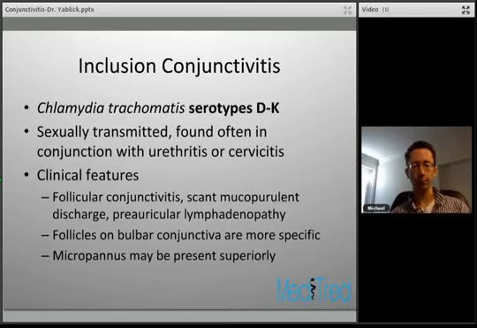You can have follicles on the bulbar conjunctiva. These are basically found in 2 conditions, one being inclusion conjunctivitis, and they can be medication induced. And so if you have a patient that's not on your typical medications, then think about inclusion conjunctivitis if you see follicles on the bulbar conjunctiva. You can also have a micropannus present superiorly.